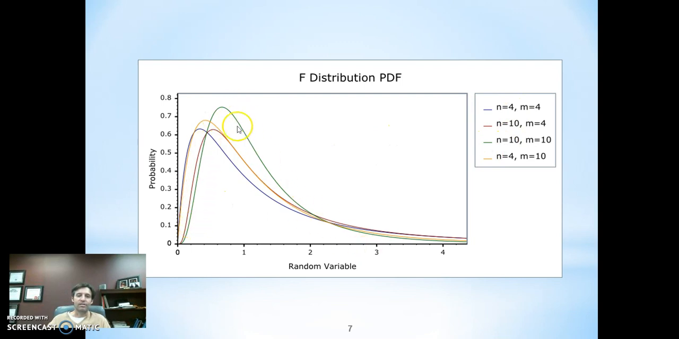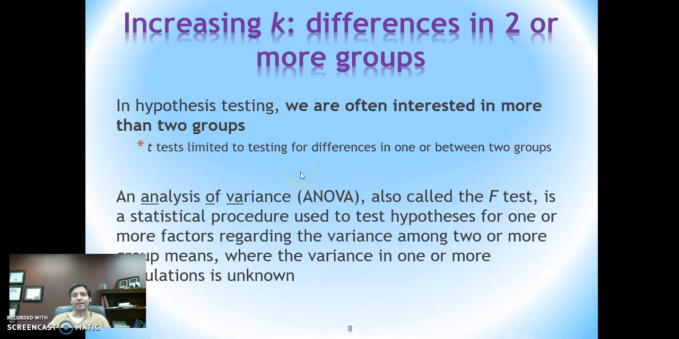So you can see that it's positively skewed. No negative numbers on that F score. And so when we're dealing with ANOVA, we're talking about increasing K, which means increasing the number of factors or groups. In fact, you run ANOVA with 2 or more.